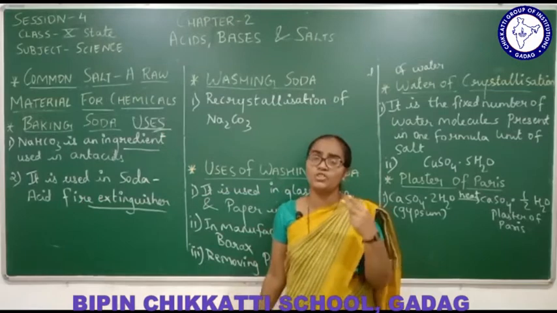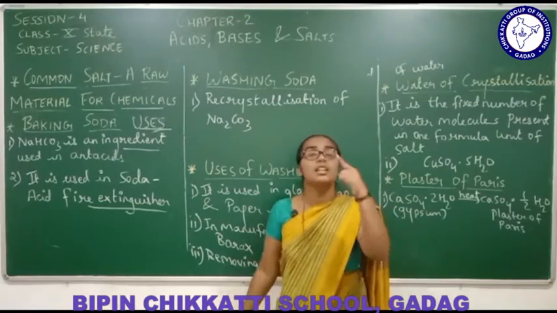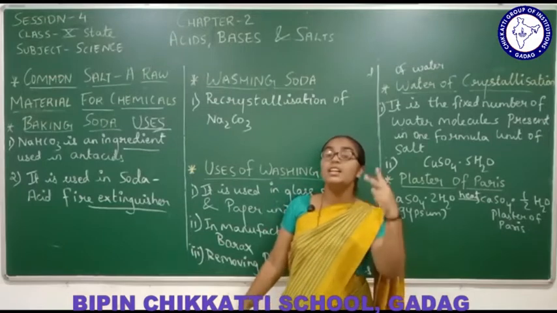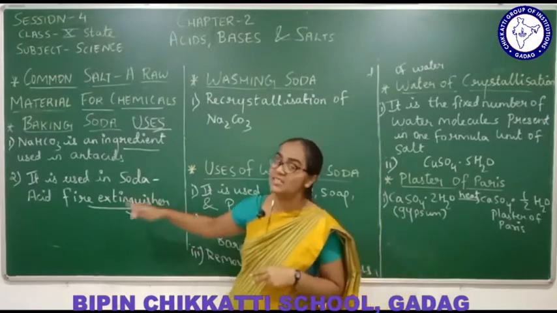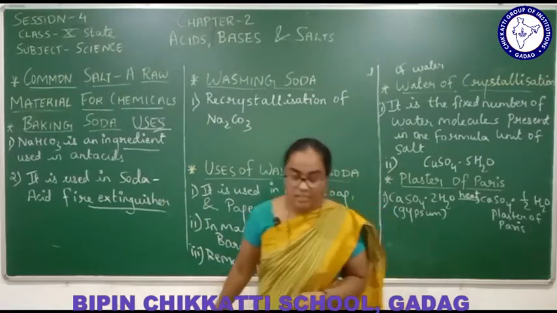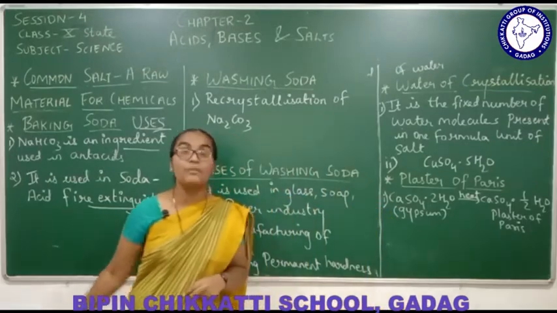So these are the two important uses of baking soda. First, it is used as an antacid to neutralize the acidity in the human body. Second, it is used as the most important ingredient in fire extinguishers. Okay, so these are the two important uses of baking soda.